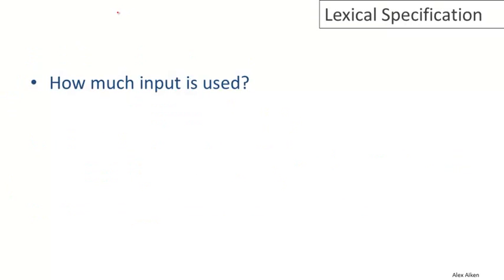Now, this algorithm has a couple of ambiguities. There are a couple of things that are underspecified, and those are actually interesting. And so let's take a moment and talk about those. The first question is how much input is actually used. So let's consider the following situation.